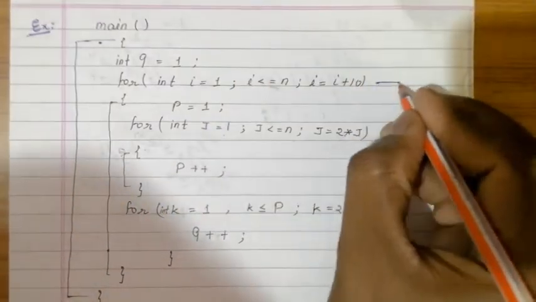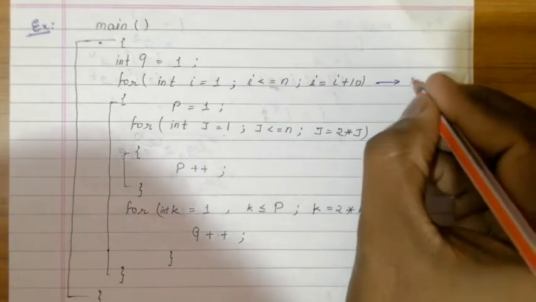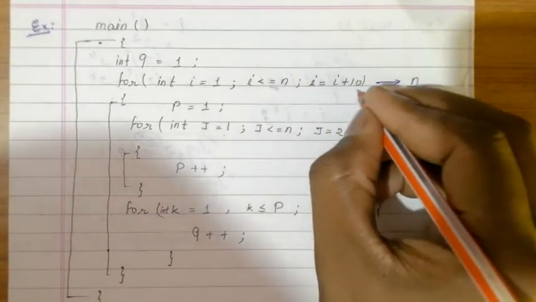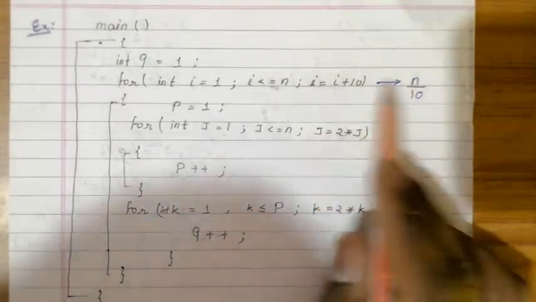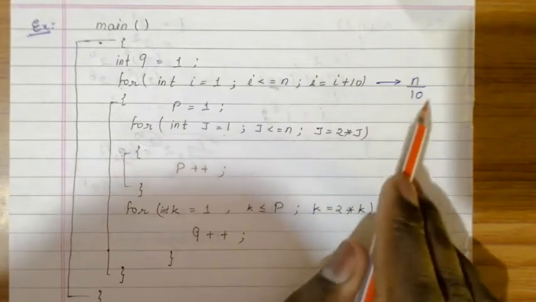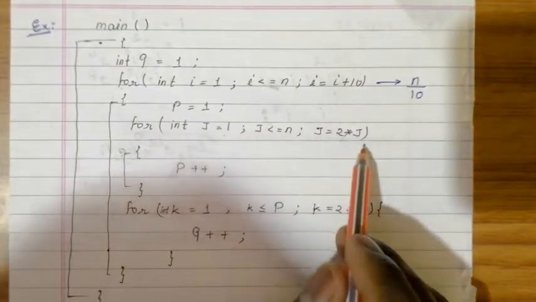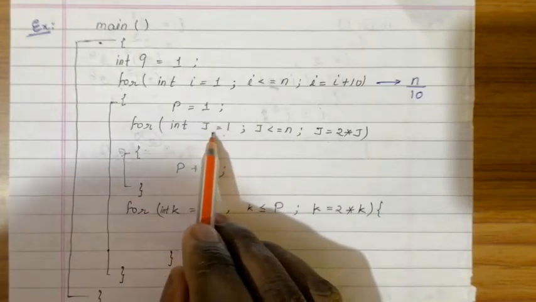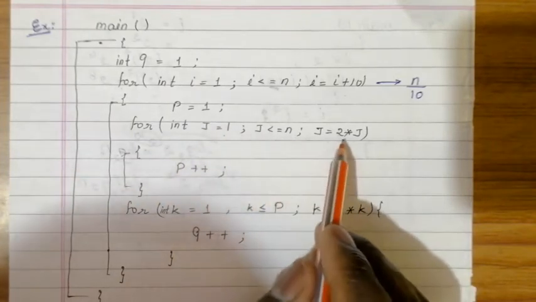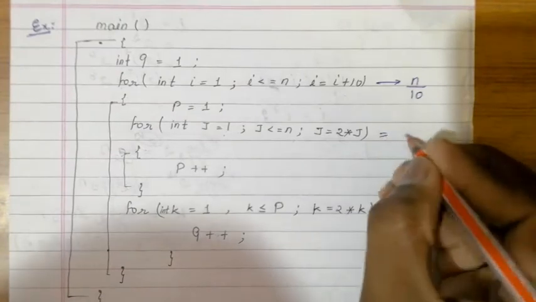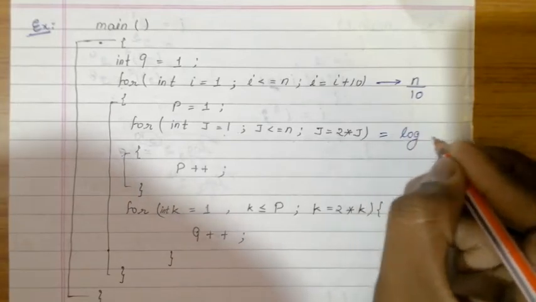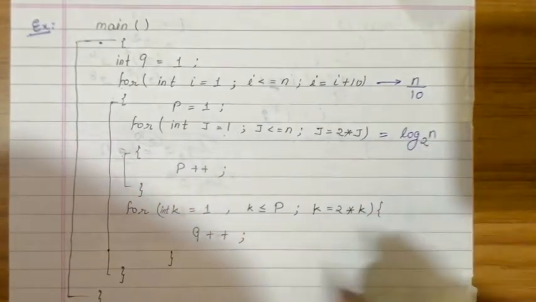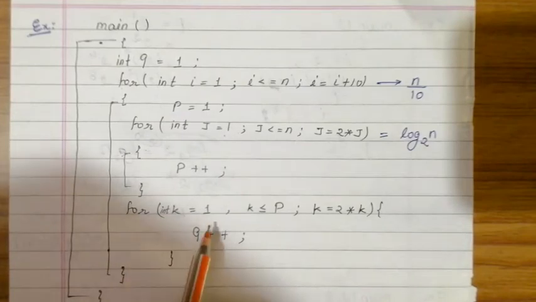So let's see. Now the outer for loop will run how many times? n by 10, because every time it will increment by 10. So the overall time taken by this for loop alone is n by 10. Now see the first inner for loop. It will go from j equal to 1 up to n, and every time it's doubled with its previous value. So the time complexity of this loop is log n base 2.